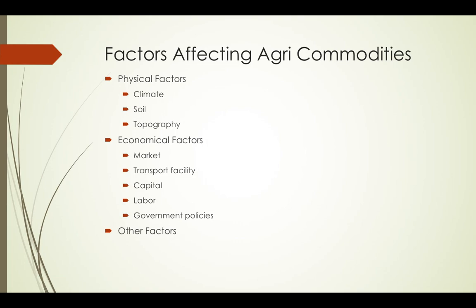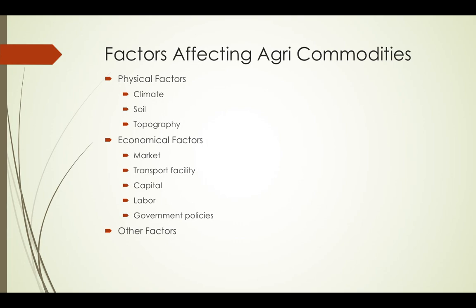The third point is capital. Agriculture in modern times is becoming mechanized. This includes huge capital investment, like the purchase of machinery, fertilizer, and pesticides.